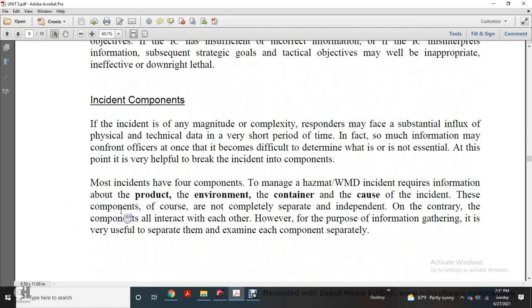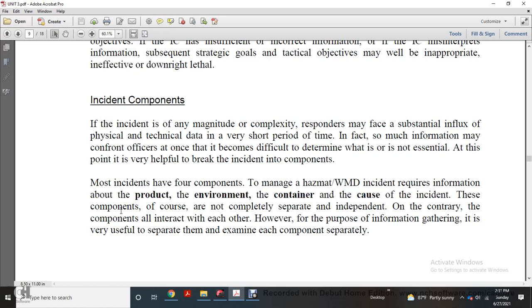Incidents of this magnitude and complexity have the potential for an influx of physical and technical data within a very short period of time. In fact, so much information may come in that it may be difficult to determine what is or is not essential at this point, but it is very helpful to break the incident into components.